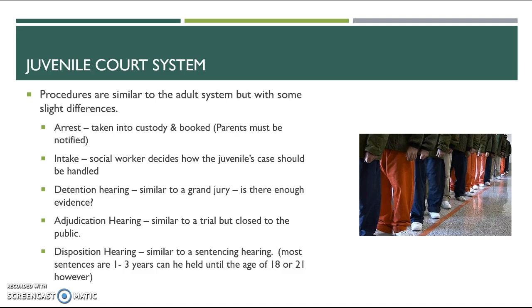Lastly, the sentencing is actually called a disposition hearing. When it comes to sentencings of juveniles, sentences aren't usually that long, 1 to 3 years. In really extreme cases, though, a young person can be held in juvenile detention until they become an adult. So in some cases until they're 18, or in other cases until they're 21.